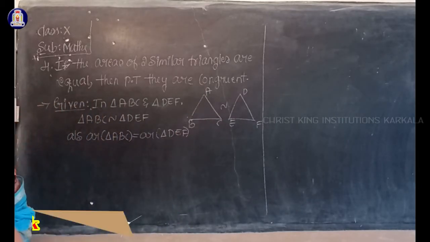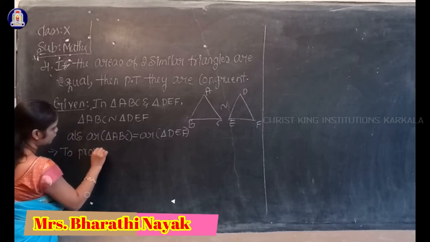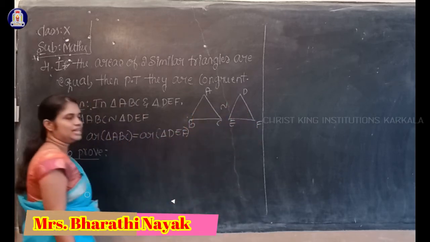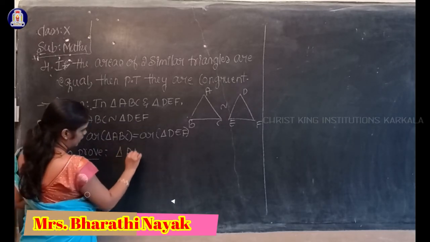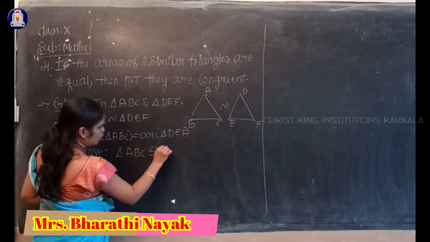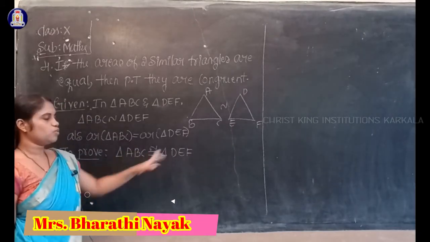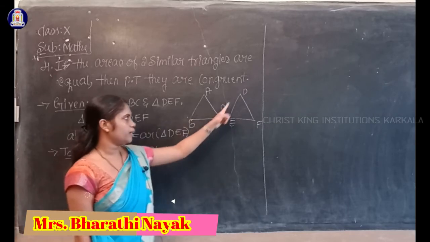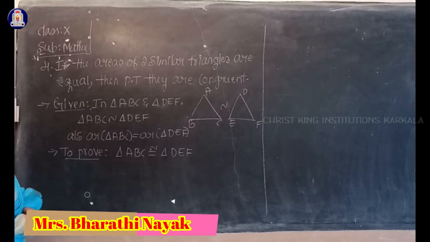To prove: what we are going to prove here is that triangle ABC and triangle DEF are congruent. To prove triangle ABC is congruent to triangle DEF. This is what we have to prove. Next I'll move towards the proof part.